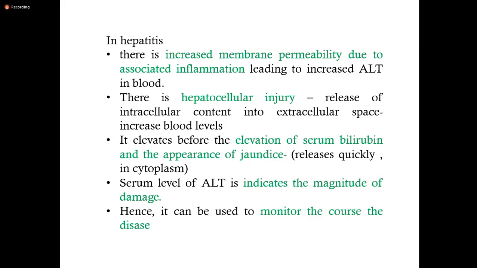It also indicates the magnitude of damage, and for the same reason we can use it in monitoring the disease. When the magnitude of damage is high, it is very high in the blood. If the damage is low, the level of elevation is lower. If the patient is getting worse, the level of ALT goes up. It is useful in monitoring the course of the disease. These are all you have to write. Next one.